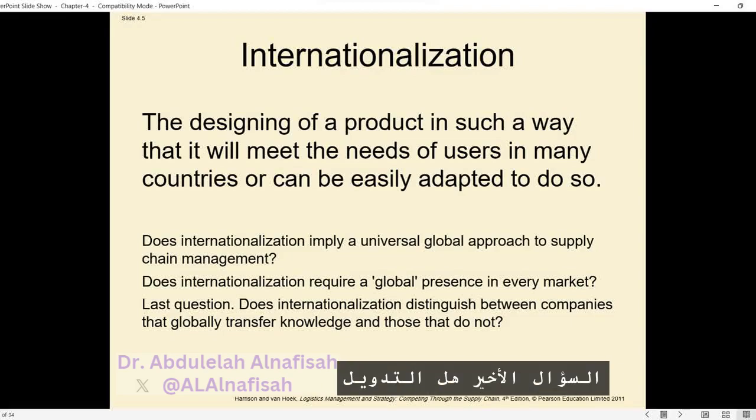Last question. Does internationalization distinguish between companies that globally transfer knowledge and those that do not? In fact, there is no clear distinction in this regard. Companies have different strategies and approaches to internationalization, and the importance of drivers such as low costs, market expansion, and knowledge exposure varies depending on the company and its internationalization strategy.